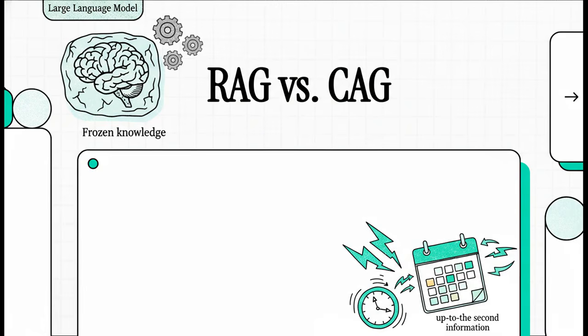All right, let's get right into it. Large language models are, well, amazing, but they've got this one huge fundamental problem. Their knowledge is basically frozen in time. Once they're trained, that's it. They don't learn anything new. And in a world that changes by the second, that's a pretty big deal.